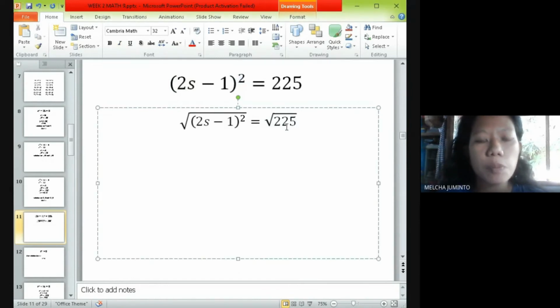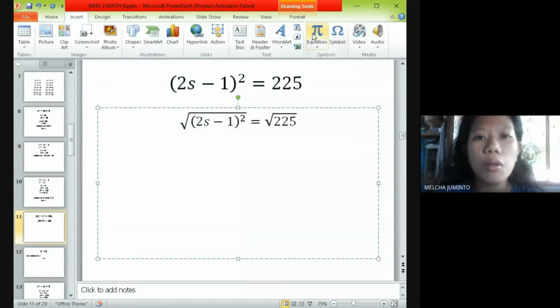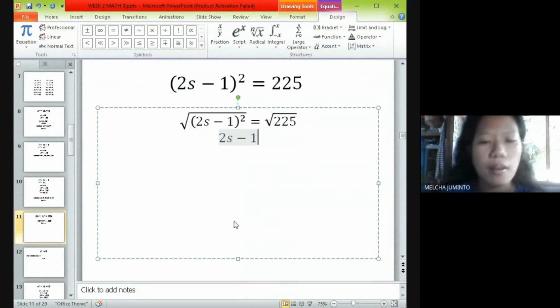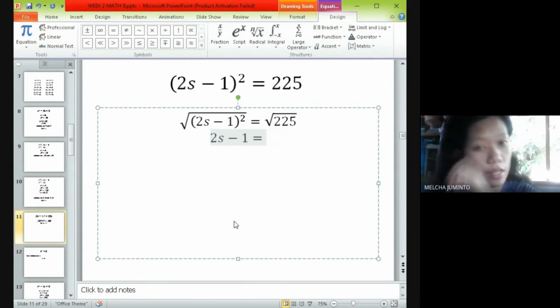Okay, once we express the left side to square root, the squared of the quantity 2s minus 1 will be removed. It will become 2s minus 1. And then equals, while for the right side, we need to find the square root of 225.